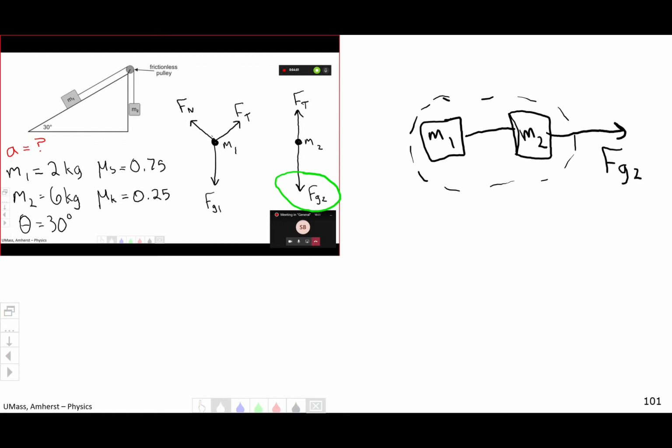Now on the left-hand side here, we need to be careful because it is not purely Fg1 that wants to accelerate this mass.